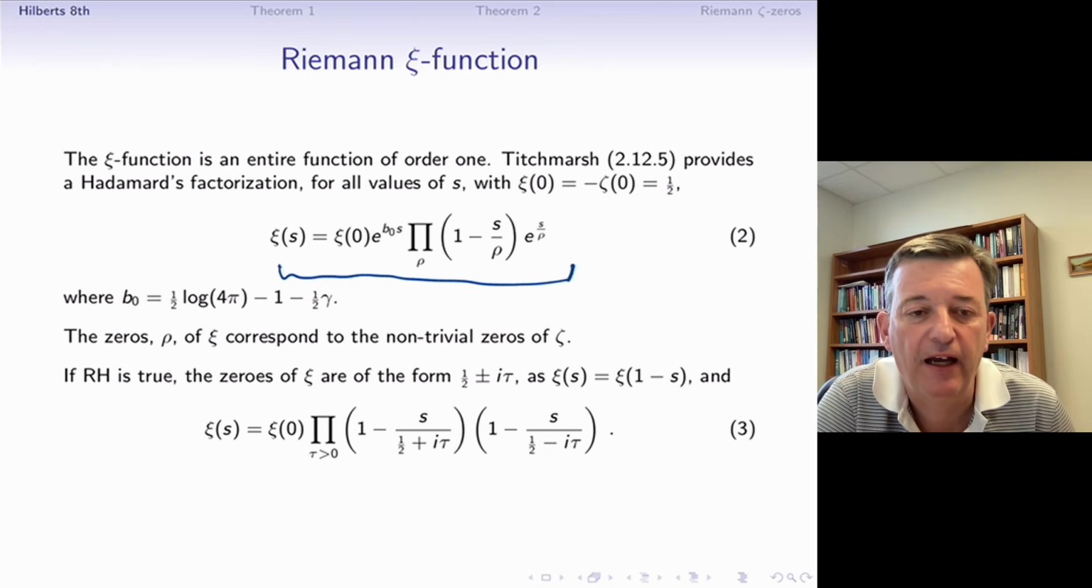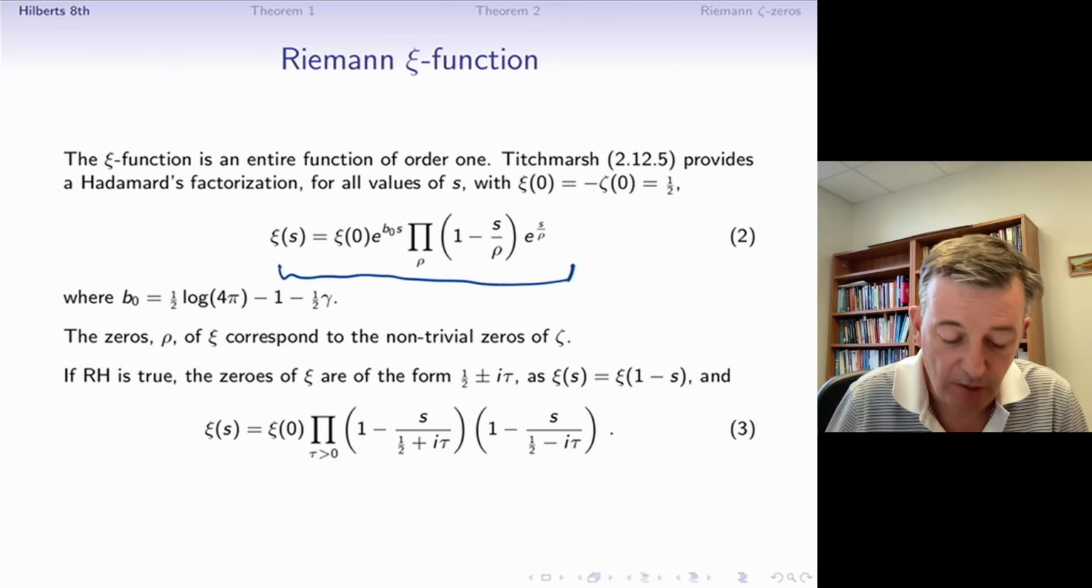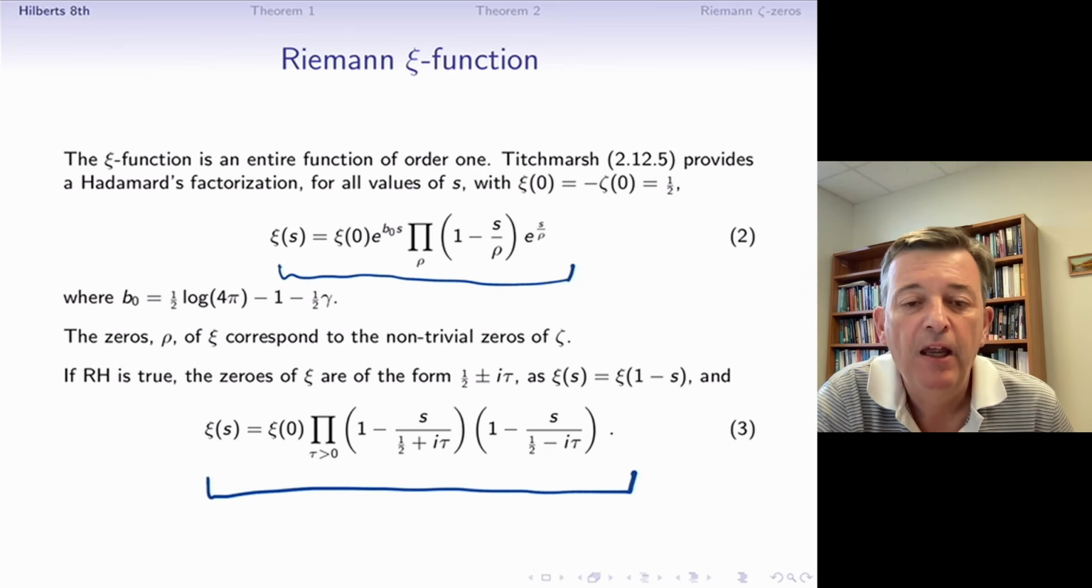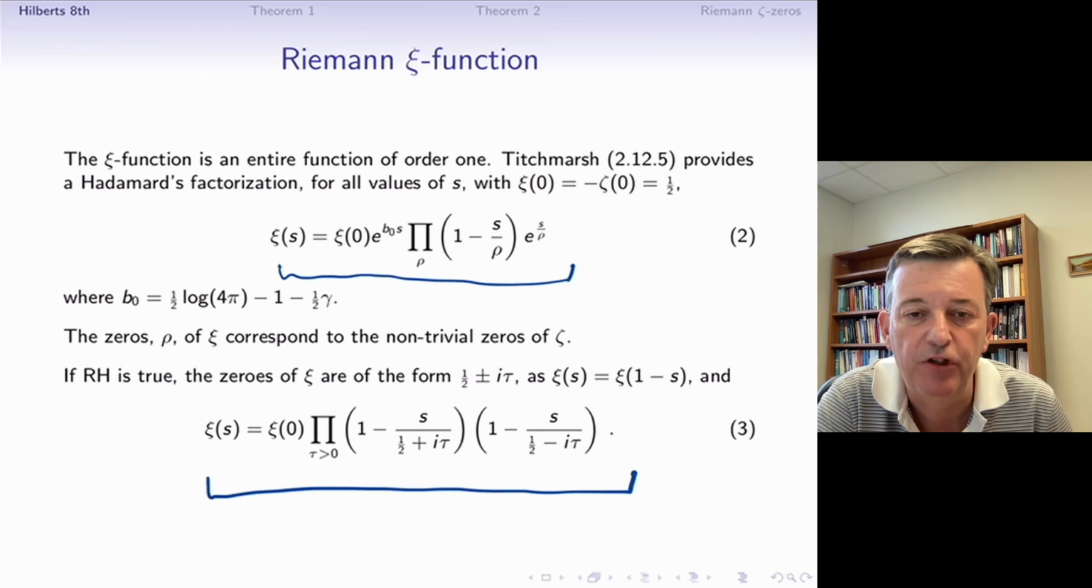As we've already said, the zeros rho of the psi function correspond to the non-trivial zeros of the zeta function. If the Riemann hypothesis is true, then the zeros of the psi function are all of the form a half plus i tau, where tau is real, and as we've regularized the zeta function, we have a symmetry condition that xi of s is equal to xi of 1 minus s. Hence the zeros will look like a half plus i times tau, and equation 2, if RH is true, will look something like this. Now, our short proof is going to depend on something called a generalized gamma convolution, a GGC distribution.